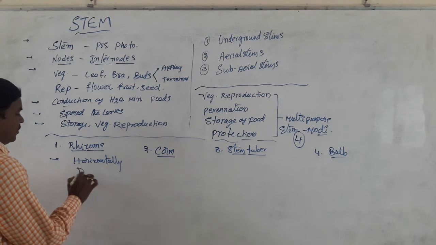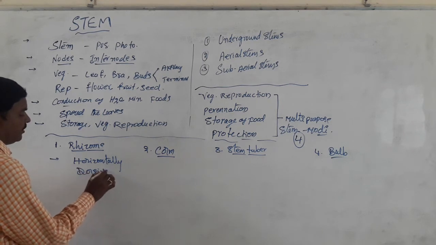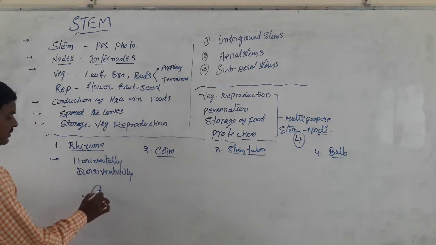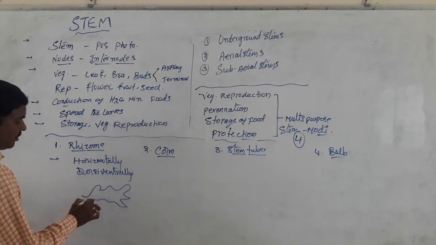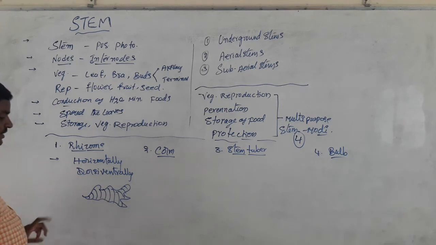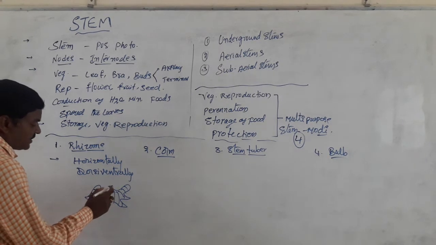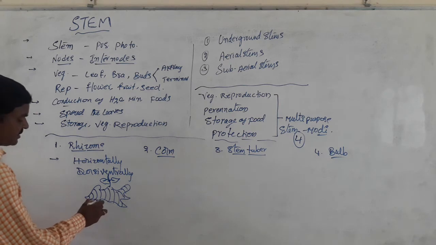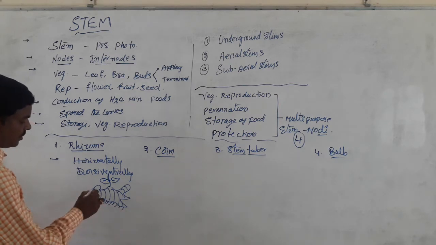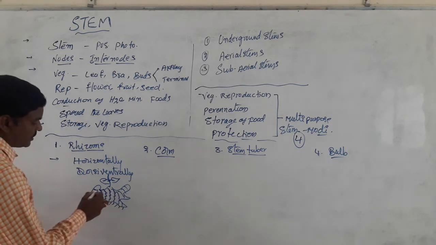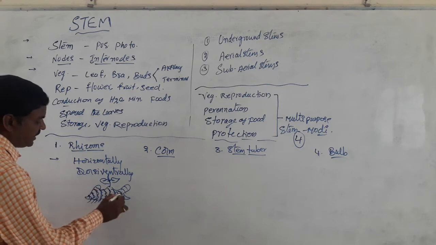Here it is a dorsiventrally differentiated structure. For example, this is the underground stem modification, rhizome. It is a dorsiventrally differentiated structure. The dorsal side is represented by aerial shoots. The ventral surface is represented by a number of adventitious roots. It has a number of nodes and internodes. Every node is represented by a reduced, dry, membranous scale leaf.